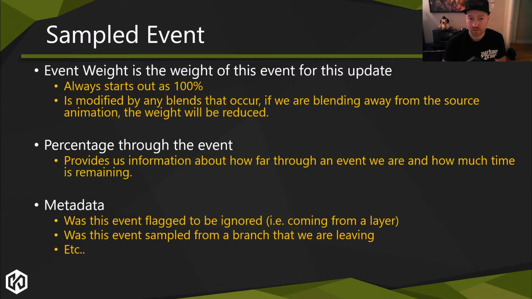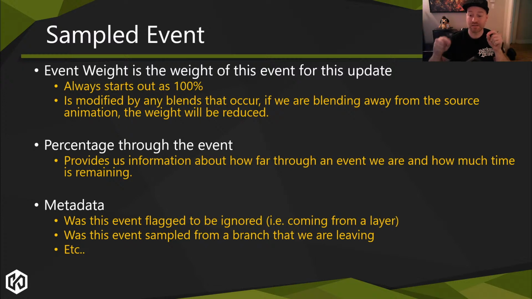So the event weight is basically how important is this event for this update? It always starts at 100%. So we sample an animation, we get an event, it's 100% weight. If we blend that animation with another animation, and that animation also has events, and the source is at like 30% and the target is at 70%, then the events from the source animation become 30%, and the events from the target animation have a weight of 70%.